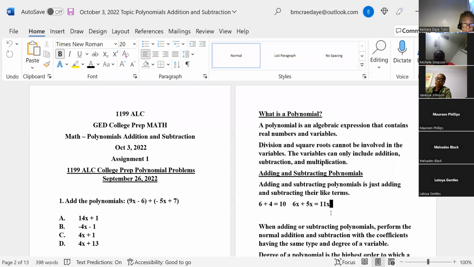And what is degree, Maureen? What is degree for a polynomial? I know the degree, but I can't remember. Mercedes, what is the degree for a polynomial? It's the exponent. It's the exponent of the variable. That's the degree. So this exponent is really 1. This is 1, right? So the degree here is just 1 because the highest value here is 1.